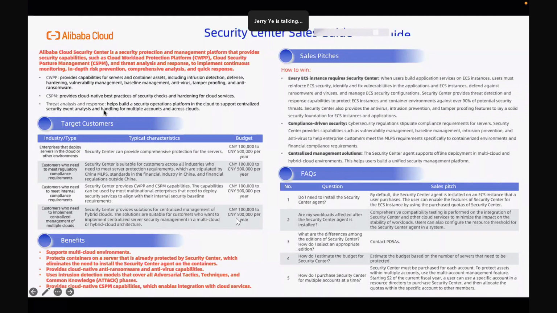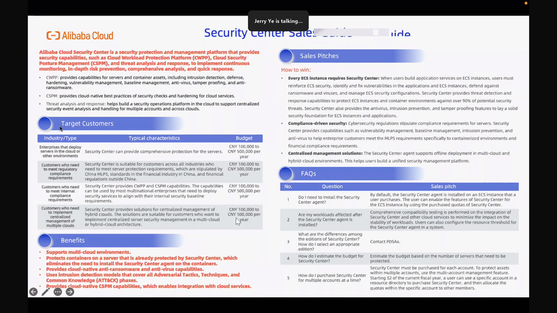The final one, the threat analysis and response. So this one can be regarded as a SIEM. So some of you may know the Splunk or IBM QRadar before. So Security Center's threat analysis and response features can assess the logs of different cloud services. And finally, it will analyze the security events in a centralized manner and give you all the information of the security events, and it will help you to reduce the noise that comes from the logs.